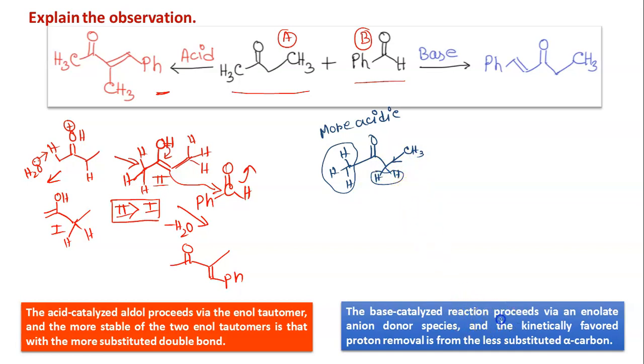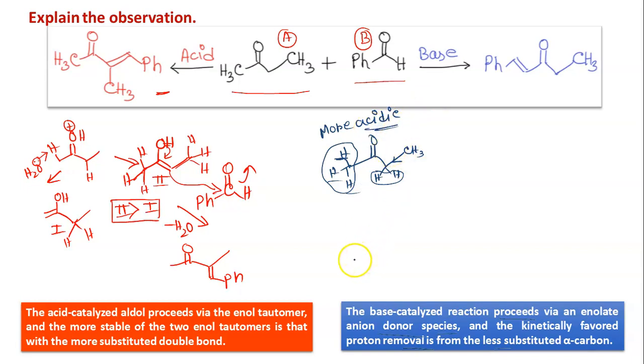So a base catalyzed reaction proceeds via an enolate anion donor species, and the kinetically favored proton removal is from the less substituted alpha carbon. So this will be fast, that is, proton removal from this carbon will take place fast, because now it is basic condition. So that is why we are considering the acidity.